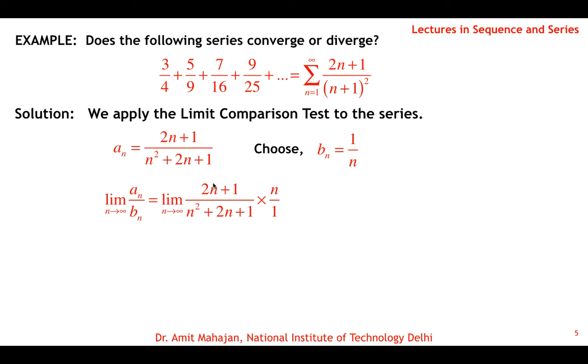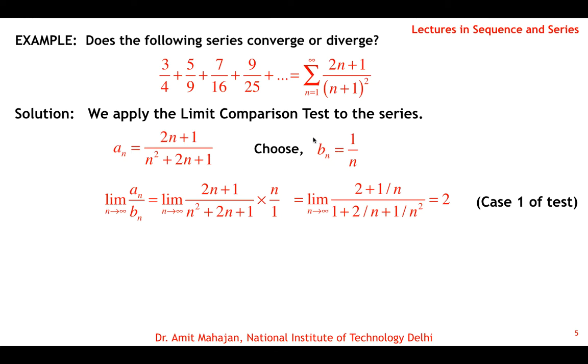The limit as n tends to infinity, an is this, and bn is 1 by n, so it becomes n over 1 because it's in the denominator. I can take n squared common and cancel out, and when n becomes large, you can see that the value comes out to be 2, which is a positive finite number. So it's case 1 of the limit comparison test, which says that if the limit as n tends to infinity of an by bn is a positive finite number, then the series an and series bn either both converge or both diverge.